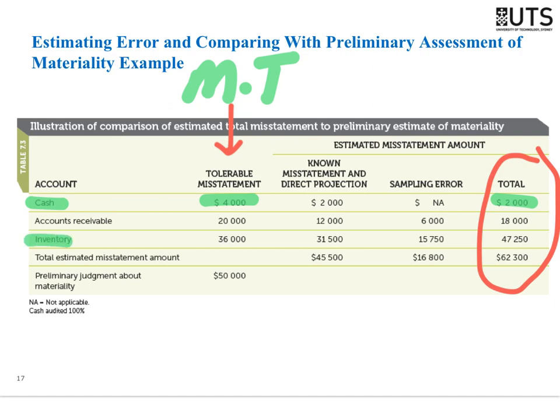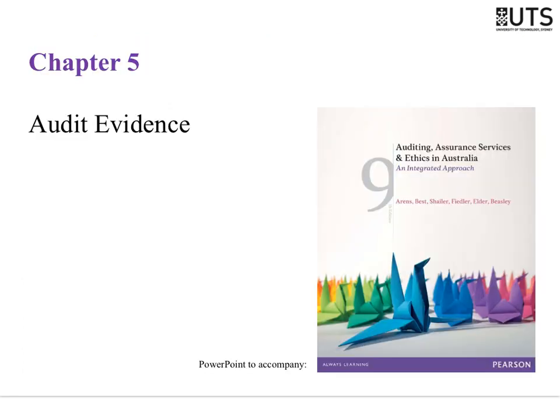Let's do this for inventory. For inventory, your materiality threshold is $36,000. The misstatements, $47,250. Ladies and gentlemen, is this a material misstatement, yes or no? Yes. Excellent. And that's how it works. All right, fantastic. In that case, because it was per account, you focus on it per account.